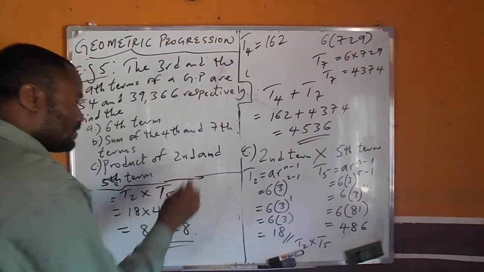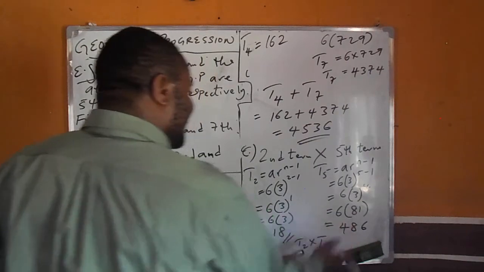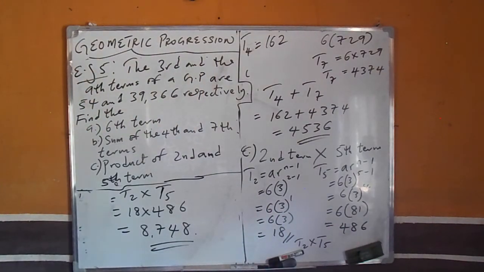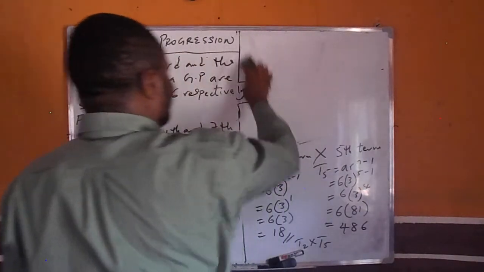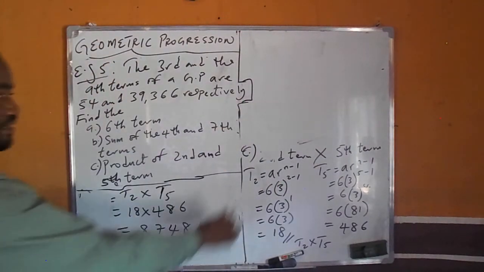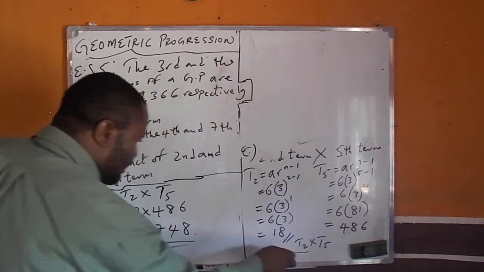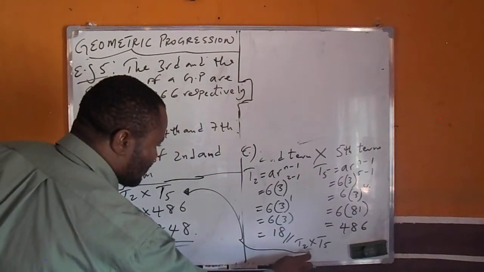Now we have solved all they asked us to solve. We have gotten our answer for T5, we have gotten T2, and then we just multiply both of them, and this is what we have as our final answer. This is the final answer. It continues from here.